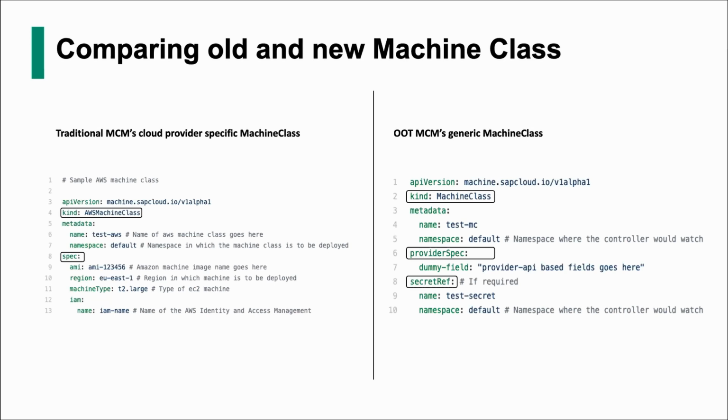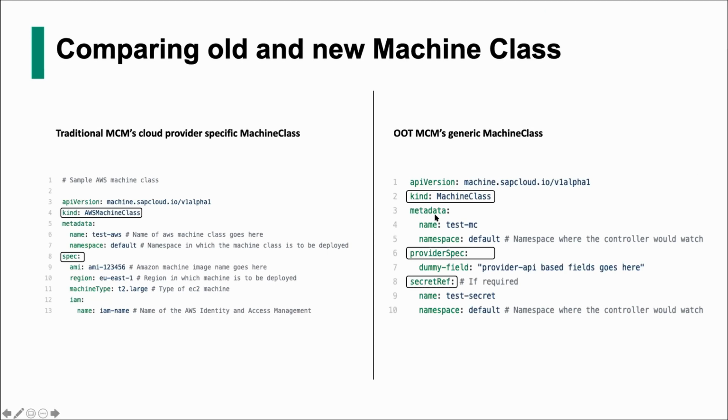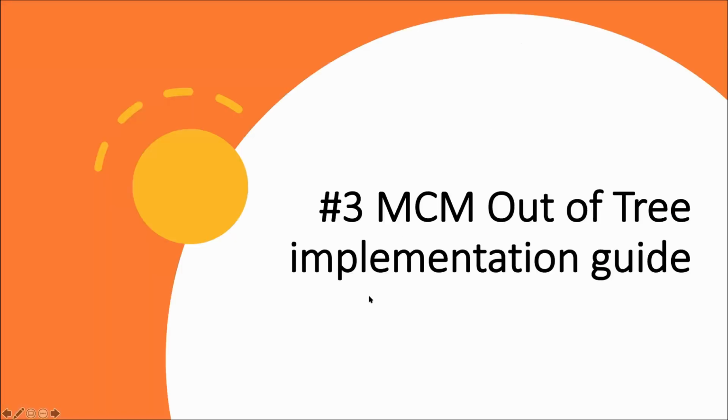So these are two changes that come in with the out of tree approach. Samantha, you can move ahead. Okay, thank you, Prashant. Thanks. That's from my side.